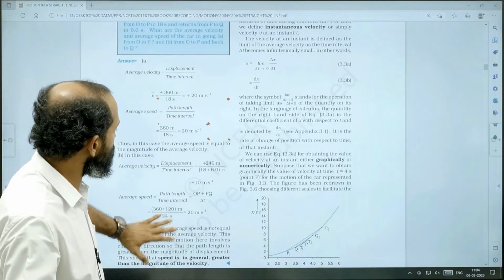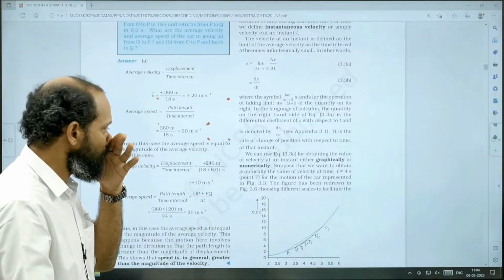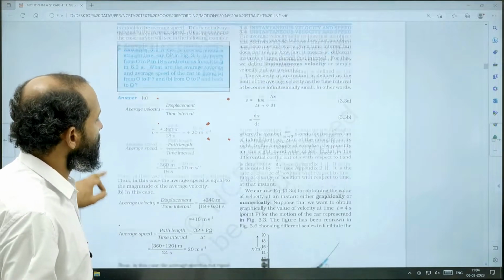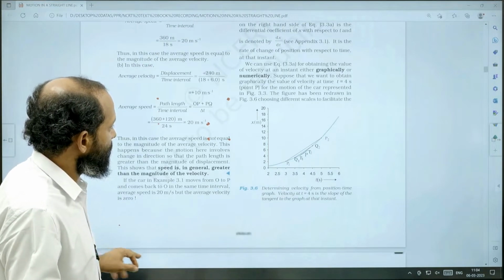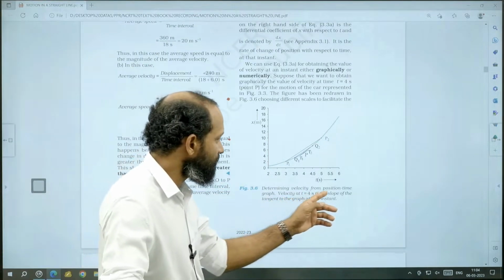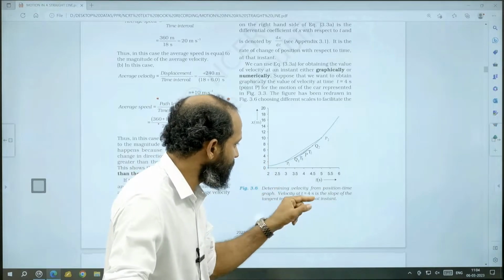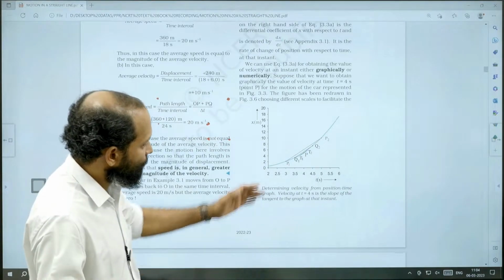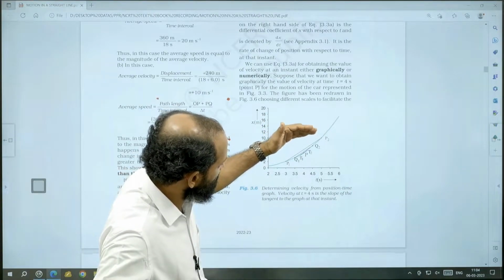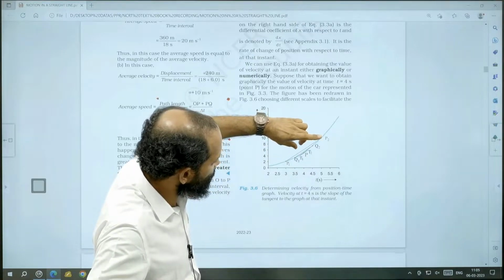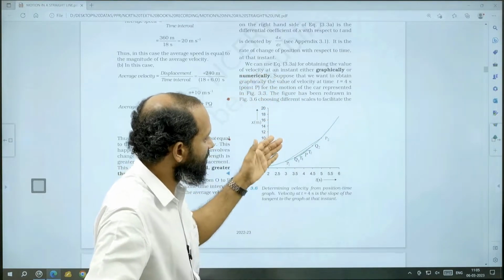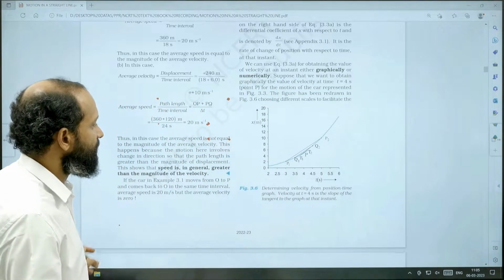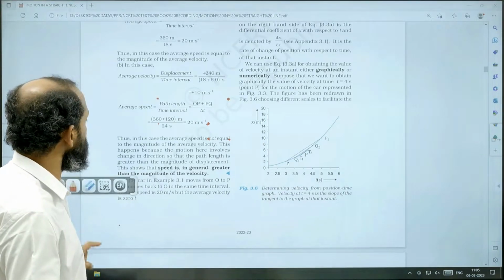This solved example, students, is very important. You go through this; surely you have to refer to this solved example, Example number 3.1. Let me repeat it. Determining the velocity from position time graph. Velocity at t equal to 4 seconds is the slope of the tangent to the graph at that instant. So you reduce the length of that chord, the distance between P1 and P2, and finally that tangent line only touches one point on that curve. So that velocity is the slope of the tangent.